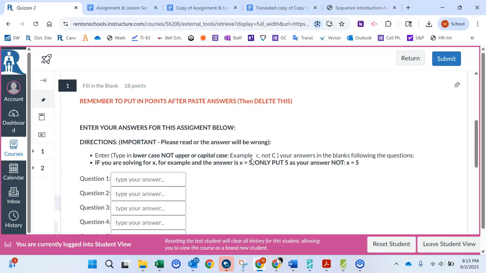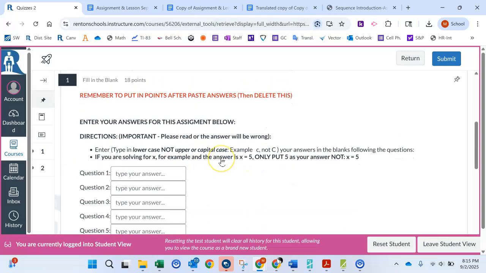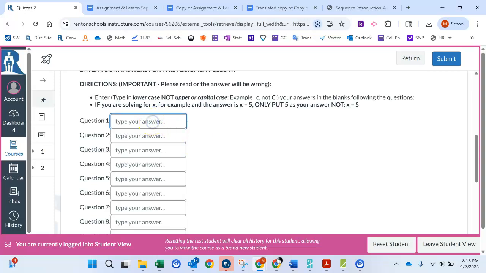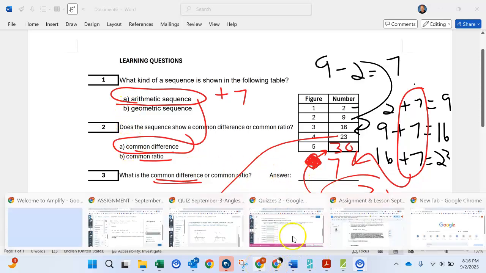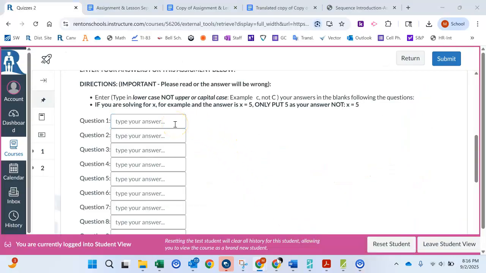Okay, go down here. So question number 1, what was the correct answer that we got for that? That was A, and then 7, and then 30, okay? So A, 7, 30. So now we're going to go back to Canvas, and we're going to type in only the letter like this, A, lowercase, okay? A, 7, just only 7, not plus 7, and then 30, and those are the first answers.